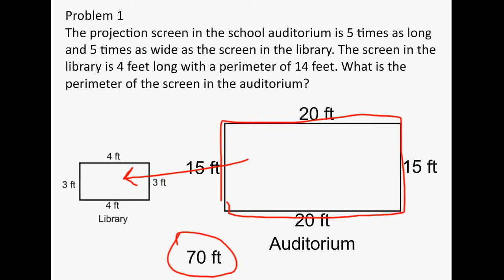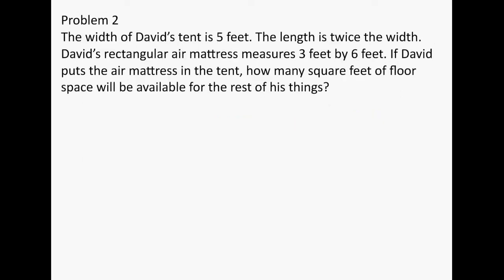Okay, well, let's check on the next one. We have 5 to do. So let's check out the next problem and see how we do with this one. Problem number 2 says, the width of David's tent is 5 feet. The length is twice the width. Okay. David's rectangular air mattress measures 3 feet by 6 feet. If David puts the air mattress in the tent, how many square feet of floor space will be available for the rest of his things?